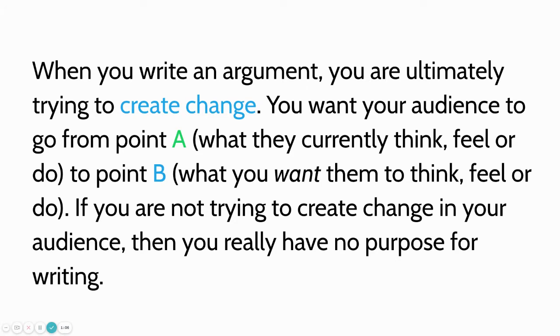So point A is what they currently think, feel, or do, and point B is what you want them to think, feel, or do. If you're not trying to create this change in your audience, then you really have no purpose for writing. So this comes back a little bit to topic selection and audience selection, but if you think about it as a movement, I want my audience to go from here to here, and you can state that in a sentence, then that helps you check in and know that you actually are writing something that is an argument.